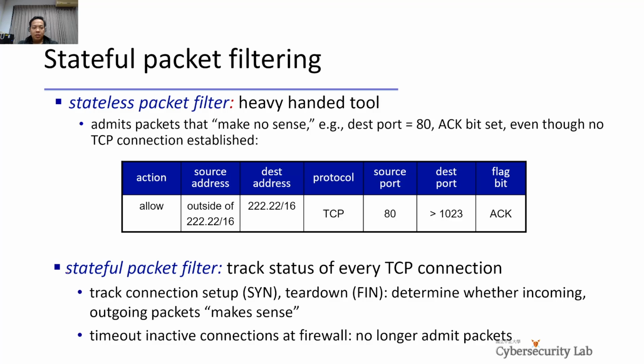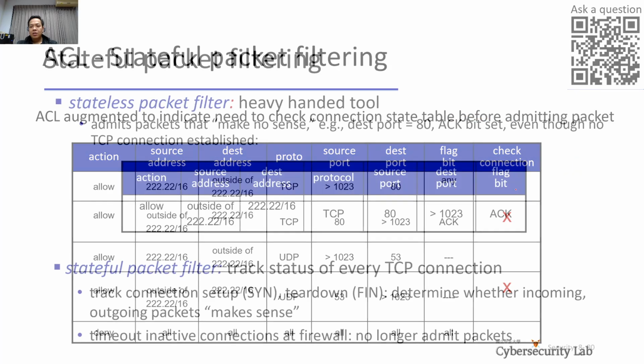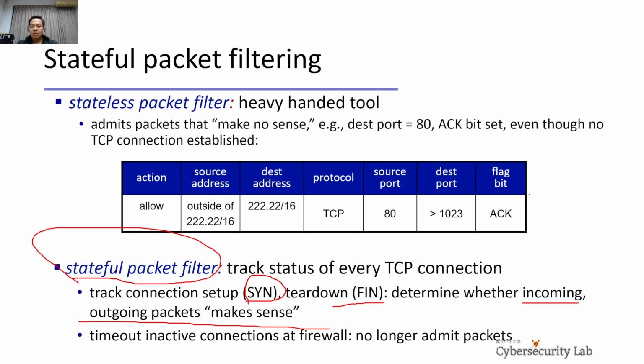But in stateful packet filtering, we can track packets for the start or tear down, such as finish, and determine incoming and outgoing. You can also set up a timeout. So stateful packet filtering lets you check more columns: you can check the flag bit, and whether the connection is alive or dead. Over here we have the flag bit but no connection check, right?